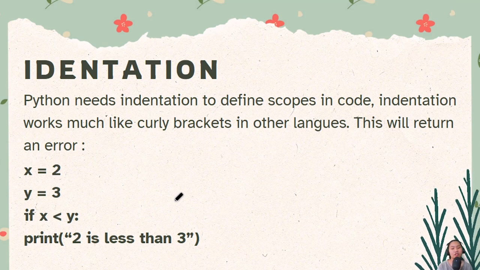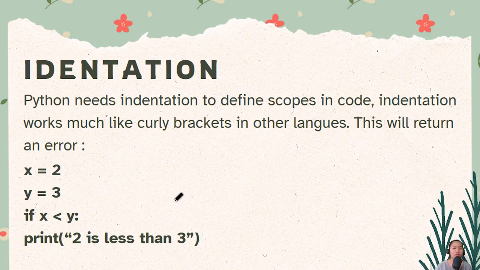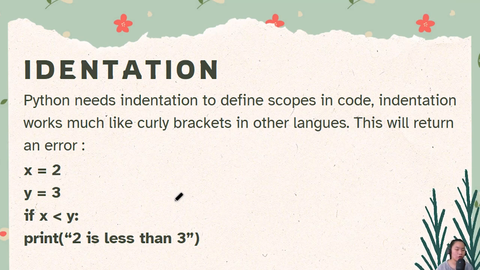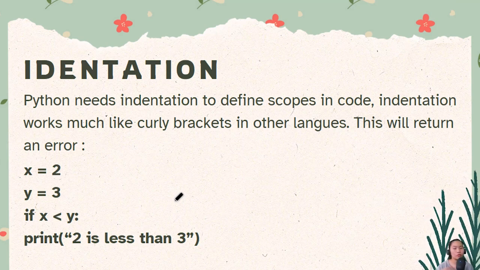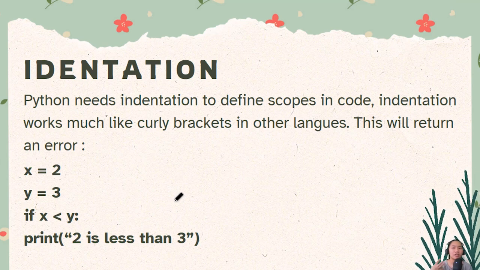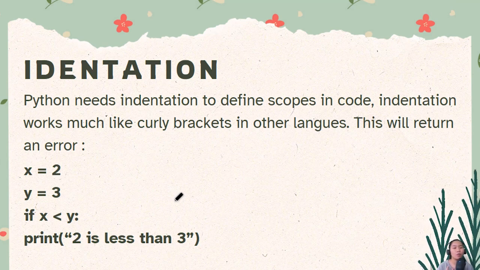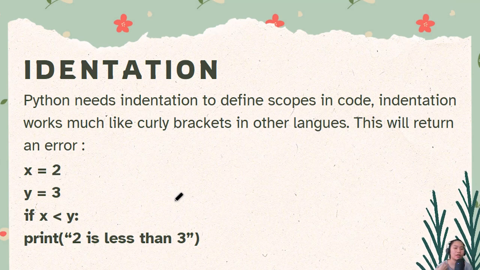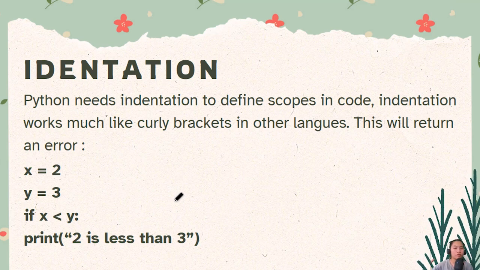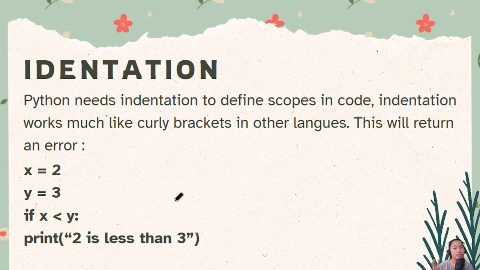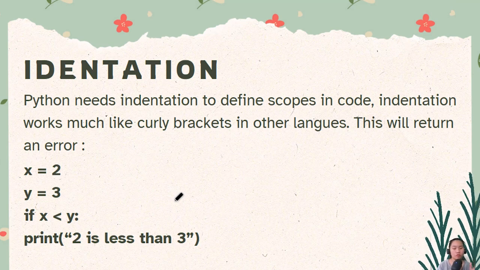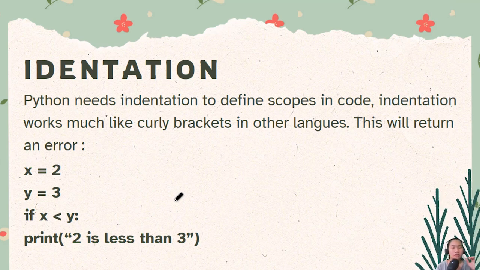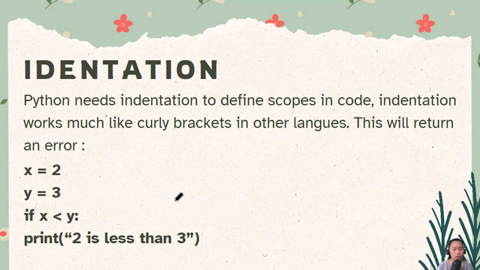Now, for Python, indentation is very important. Python needs indentation to define scopes in code. Now, you'll be learning about scopes in future lessons, but what you need to know is that it needs indentation to sort of identify where a block of code begins and where it ends, how each block of code is separated from each other. It relies on indentation for that. Now, in other languages, it uses curly brackets. So when you look at it, it becomes very obvious to you. And if you're not used to looking at Python, it may be a little bit confusing, but the indentation serves the same way as curly brackets would, okay?